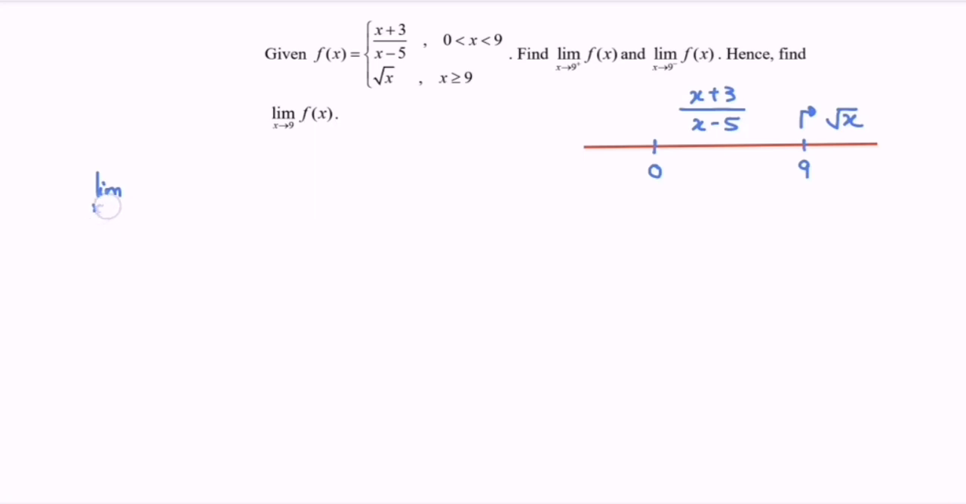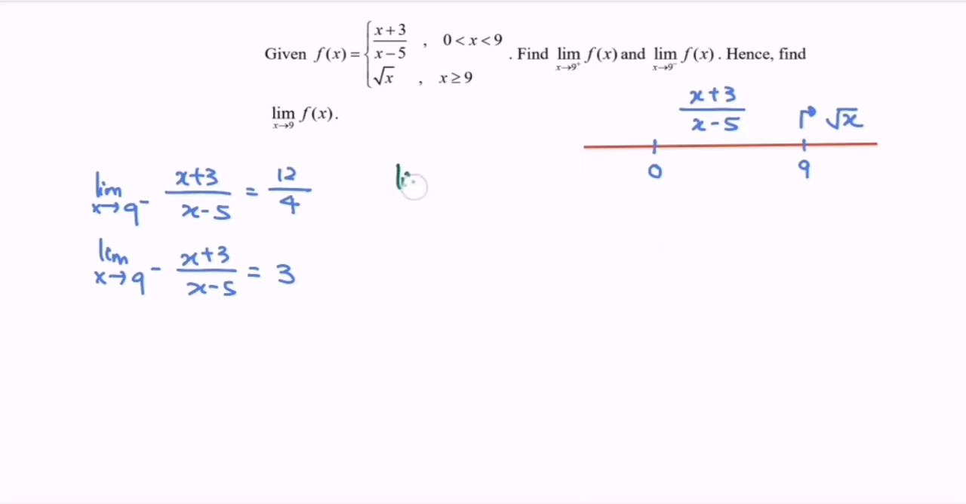For the limit when x approaches 9 from the left for the function f(x), kindly refer to the real number line, where we have 9 from the left, which is (x + 3)/(x - 5). Kindly substitute the value. Here we will have 12 over 4. So the limit when x approaches 9 from the left for the function (x + 3)/(x - 5) is equal to 3.